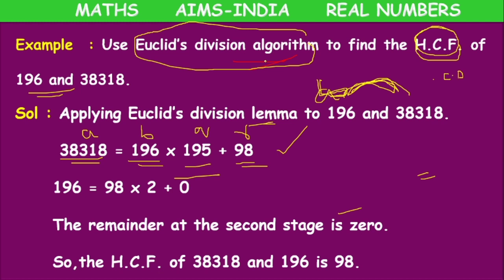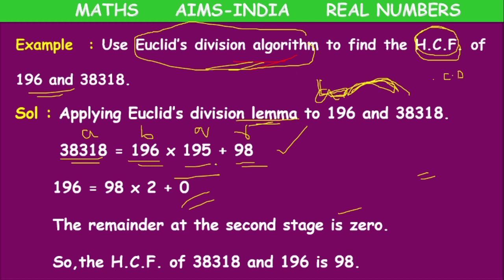According to Euclid division lemma, we have to stop here only. But here we have to find it by using Euclid division algorithm. So this division lemma we can continue for one more step. Division algorithm means the division lemma step we have applied once is repeated until the remainder is 0.